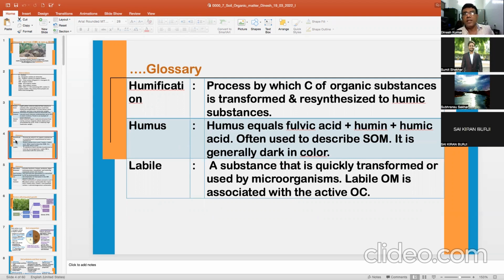Labile. What is labile? Labile is used as a prefix before many compounds or many subjects. A substance that is quickly transformed. Labile means quickly transformed or used by microbes. Labile organic matter, labile carbon, labile phosphorus, like that. Labile organic matter is associated with the active organic carbon. Active organic carbon means carbon that can be easily and quickly acted upon by the microbes. That is your active carbon.